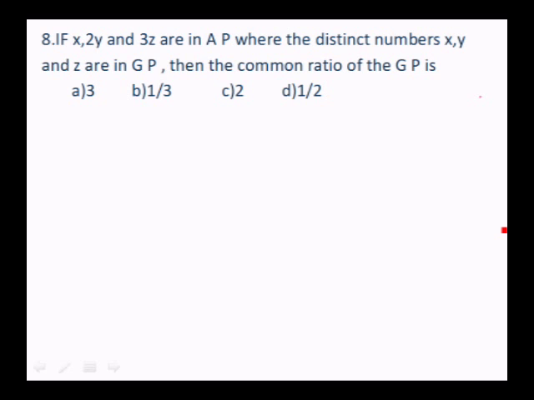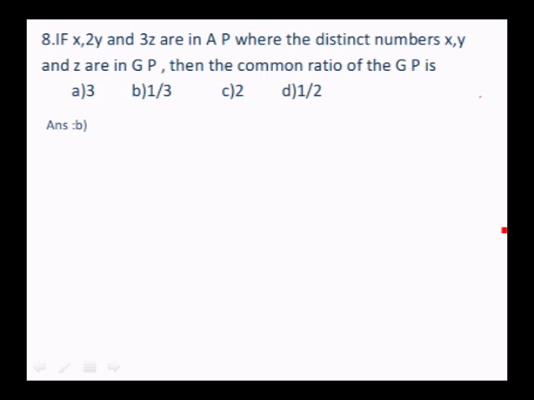Let us go to the 8th question. If x, 2y, 3z are in AP, where the distinct numbers x, y and z are in GP, then the common ratio of the GP is: A, 3; B, 1 by 3; C, 2; D, half. Here we are taking the formula for both AP and GP. So, let us start with the 8th question.